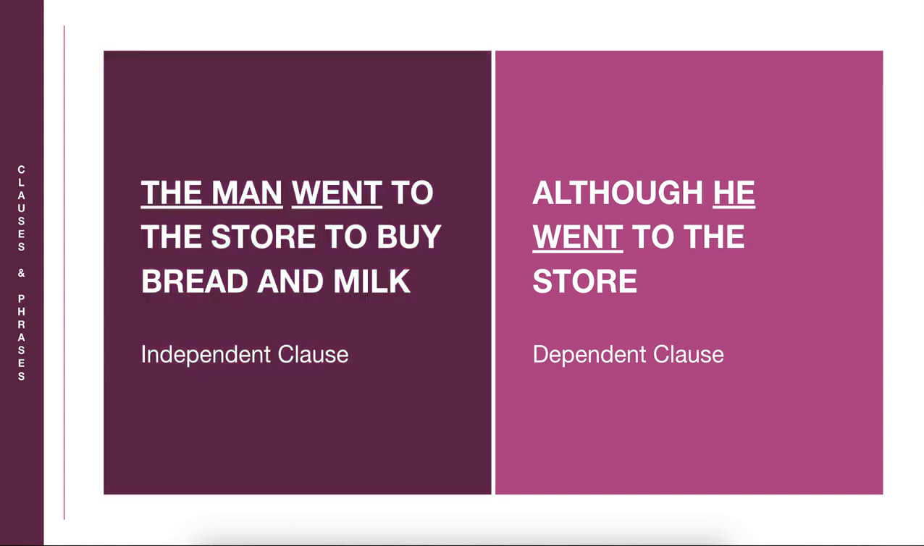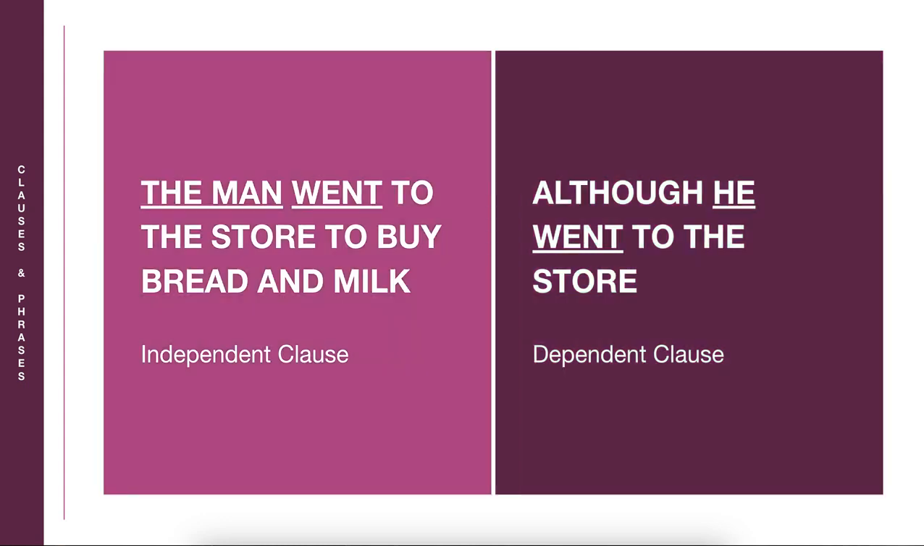So if we look at these more carefully, with our independent clause, you can see that we have our subject underlined, the man, our verb underlined, went, and then that whole thing makes sense. We could just put a period at the end and it would work as a sentence. The man went to the store to buy bread and milk. Period, done. That makes sense on its own. That's an independent clause.